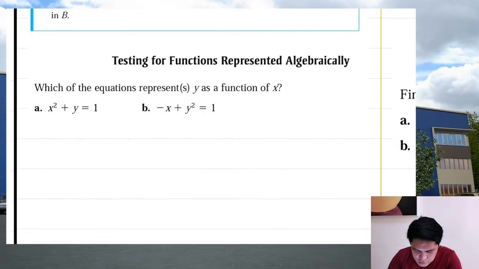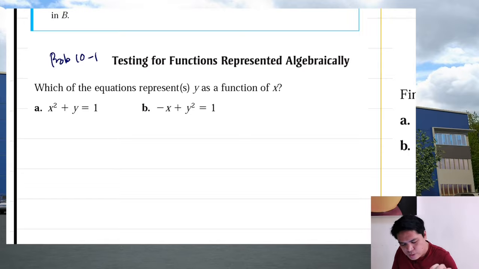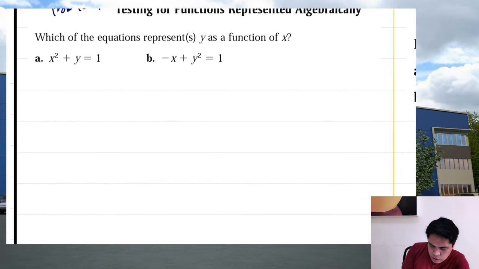Let's take a look at this. Testing functions represented algebraically. So let's call this problem 10. Number 1: Which of the equations represents y as a function of x? So titingnan natin asan dito yung y as a function of x, or alin dito yung y equal to a function of x. We read this as f of x.